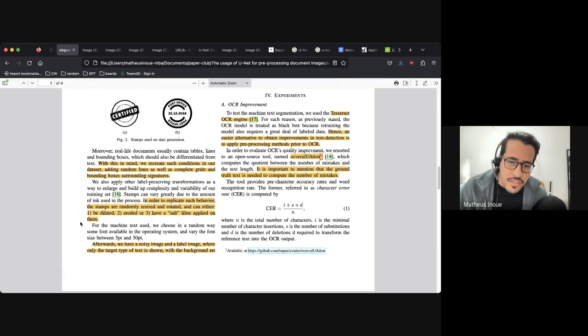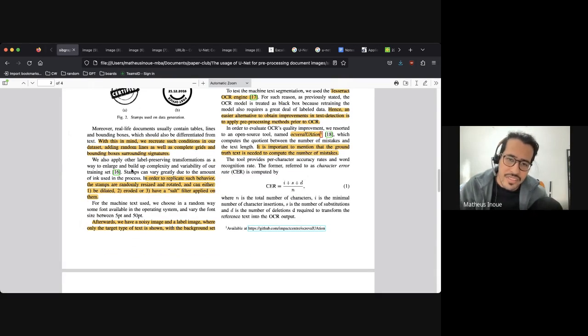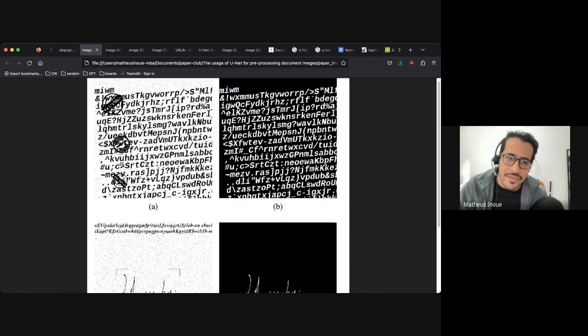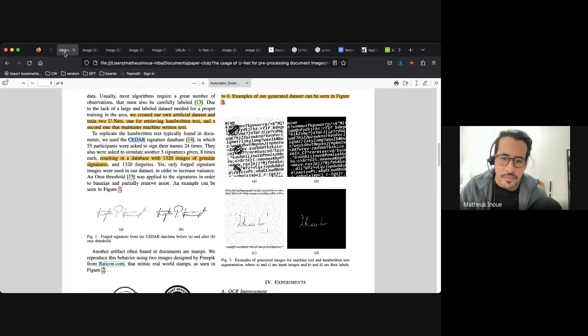Okay. So, we have all these operations of noise adding that we have. So they have a noisy image and a label image, right? Because the label image will be only the text. So only the target text is showcased here with the background set to 0. So here you have the example, right? So this one in white is what we want, the text, and the background is everything else, right? Including the stamps.